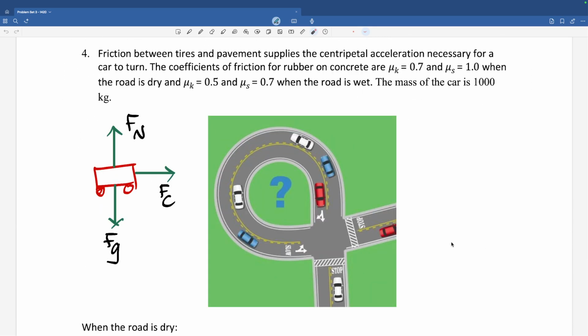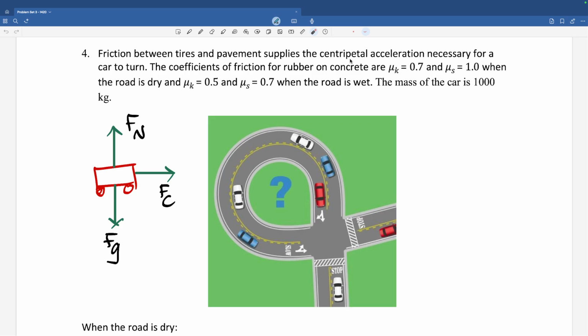All right, number 4. Now, number 4 is about friction. And what's actually happening here is the car or the cars are trying to take a curve. They're going around a curve, which is part of a circle. So centripetal acceleration comes into play.